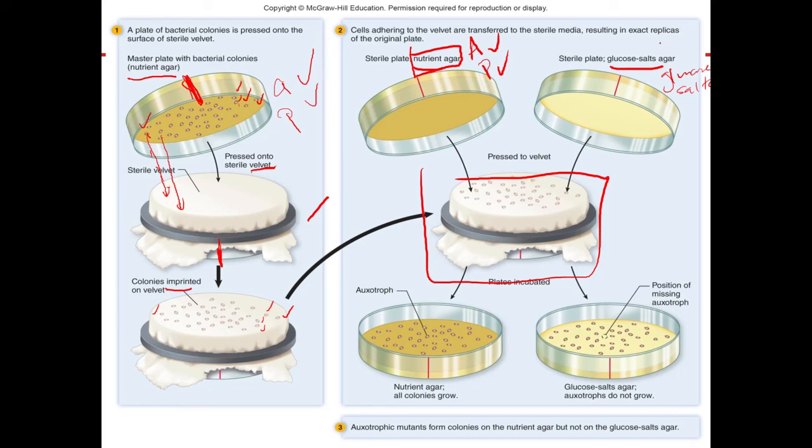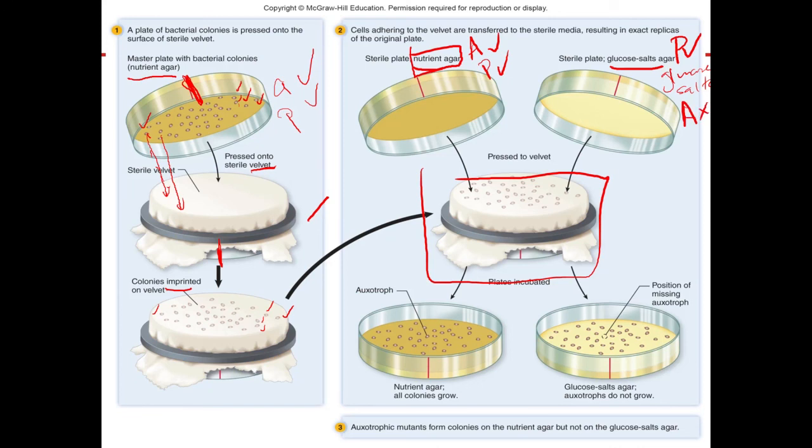On a glucose agar plate, only the prototrophs can grow. The mutants can't grow because the mutants require additional factors to be added into the growth media. On this plate, the agar contains only glucose and salts. So the prototrophs can grow because the prototrophs can make use of the glucose to produce all the necessary growth factors and nutrients. But the auxotrophs cannot grow on this plate.